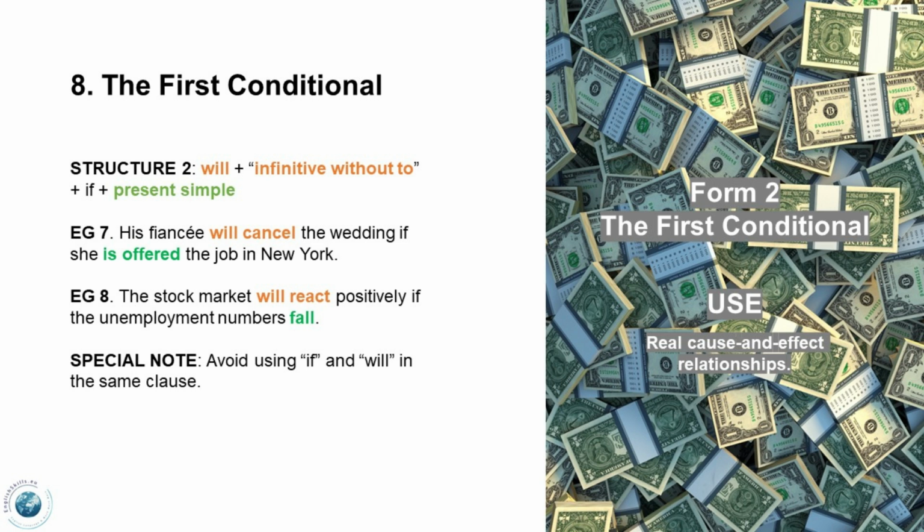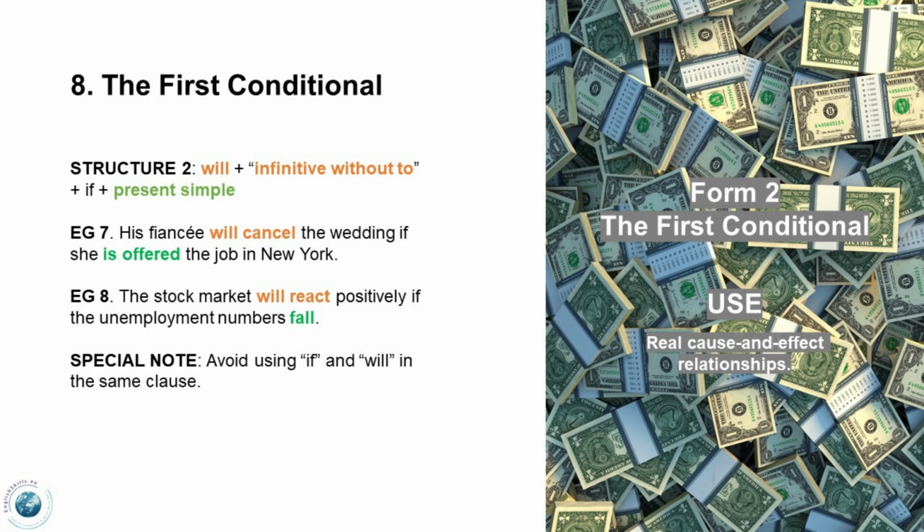Example 7. His fiancée will cancel the wedding if she is offered the job in New York. Again, there is no comma between the two clauses in this second structure because we start with an independent clause. In addition, his fiancée is apparently very focused on her career, so much so, according to the speaker, that she will choose career over their marriage. The speaker also believes it is quite likely that the fiancé will get the job offer, otherwise the second conditional would have been used. You will see why soon.